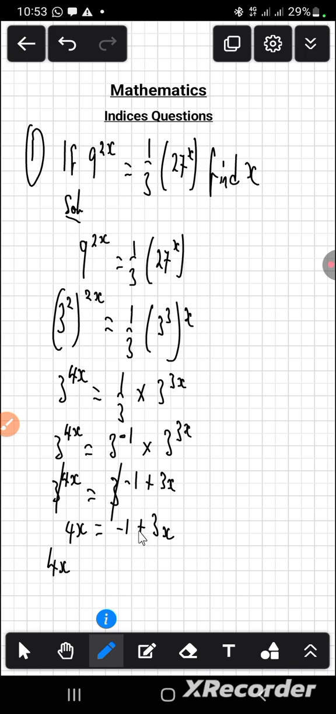If this one comes to the other side of the equal to, the sign will change. You will now have 4x minus 3x equals to minus 1. So this 4x minus 3x will give us now x, which is equals to minus 1. x is equal to minus 1.